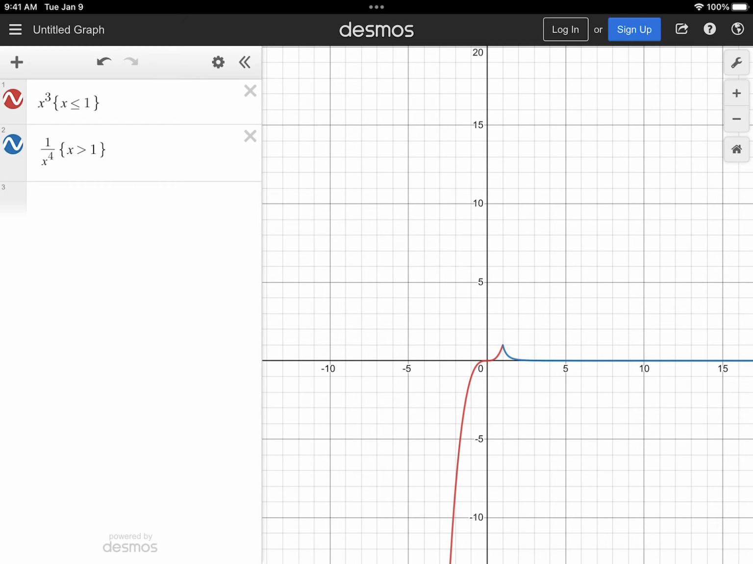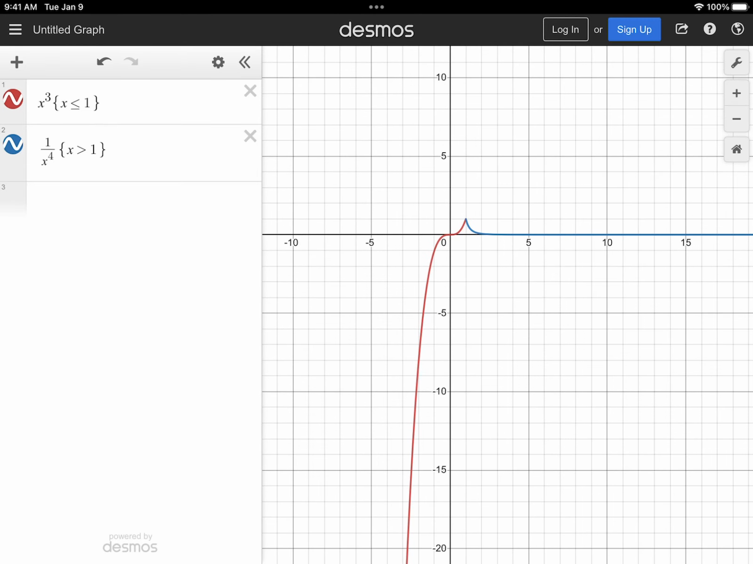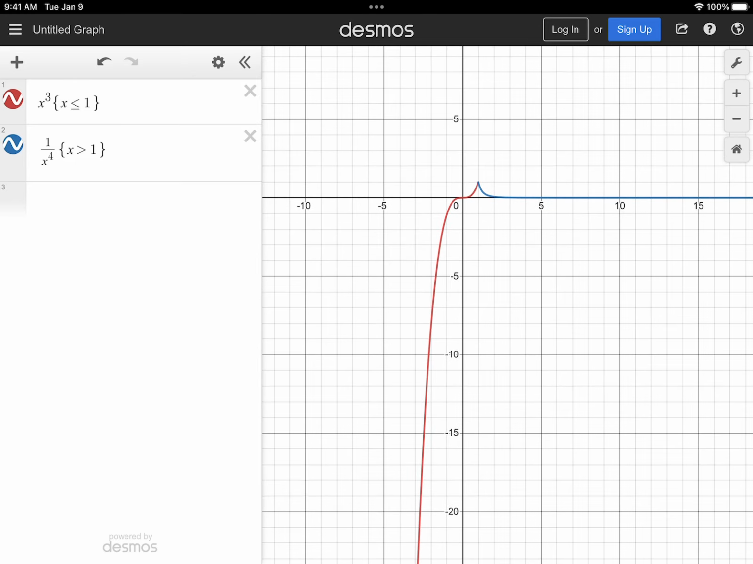You put in the first piece on the first row, x to the third, and then in the little curly brackets you put in the domain for that piece. So x is less than 1, and then on the second line is my second piece, 1 over x to the fourth, and in curly brackets I have x is greater than 1. So what's the domain here? Well, the domain is going to be all real numbers because x can be anything we want, right?